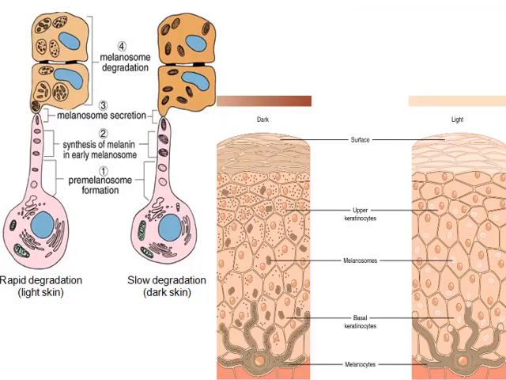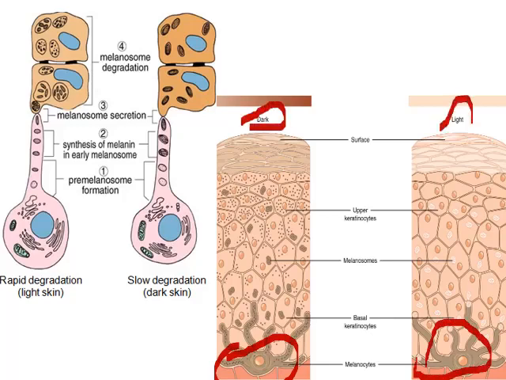And now, what is the difference between dark skin and light skin? Why do some of us have dark skin, or why do we have different degrees of skin color? Is it due to the number of melanocytes? No, as I show here, the number of melanocytes is constant. This is the dark skin, and this is the light skin. In the dark skin we have, for example, one melanocyte, and in the light skin we also have one melanocyte.